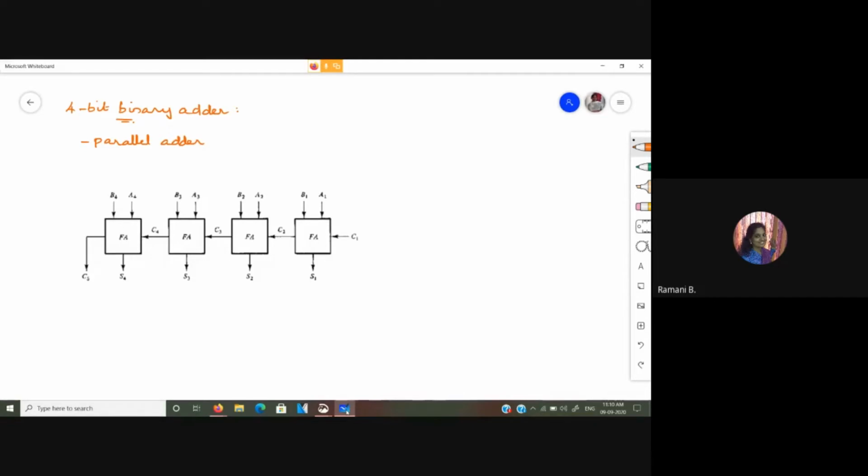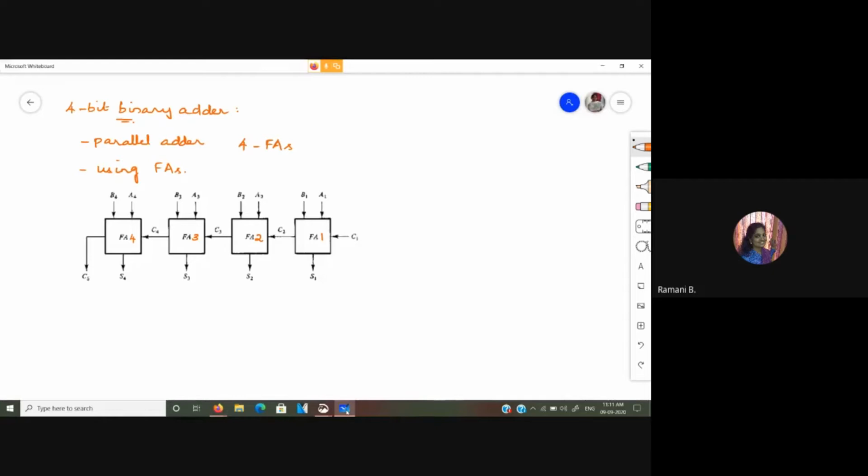Okay. So this is constructed using the full adders. So here in this, let us consider this is full adder 1, full adder 2, full adder 3 and full adder 4 because we are considering a 4-bit binary adder. So it requires 4 full adders, for each of the bit positions in both the numbers, because addition implies you need 2 numbers to add.